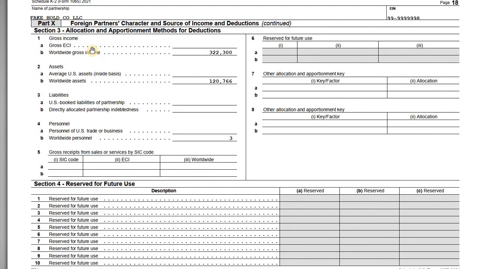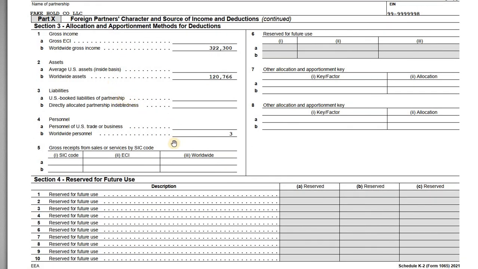But in Section 3, we have to report the gross amount of ECI. Remember, in this case, we have none. There's no effectively connected income with a U.S. trade or business. The worldwide gross income is that same number, right? 322,300. And then the assets and liabilities section here, the average U.S. assets and worldwide assets. So we take averages, right?